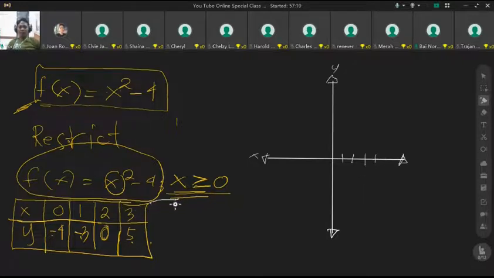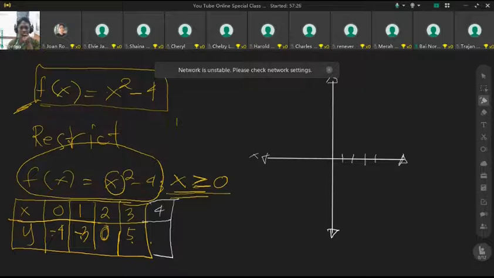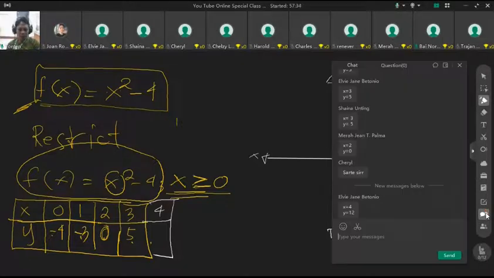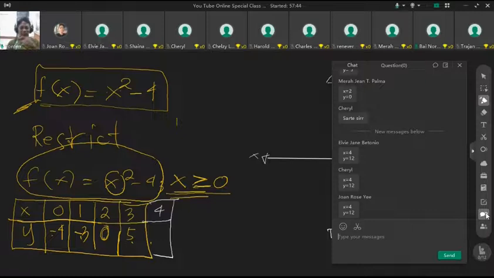Isa pa daw. 4. If x is 4, what is our y? Kung ang x ay 4, ano ang value ng y? 4 times 4, 16 minus 4, 12. Correct.